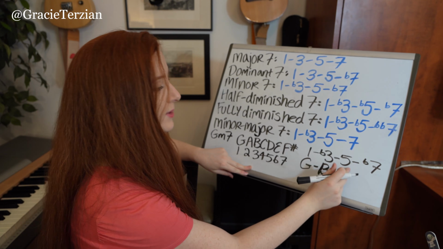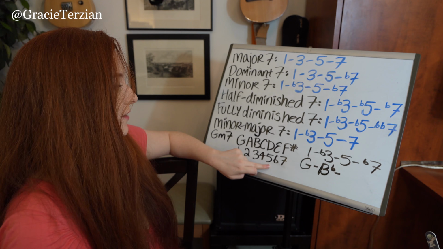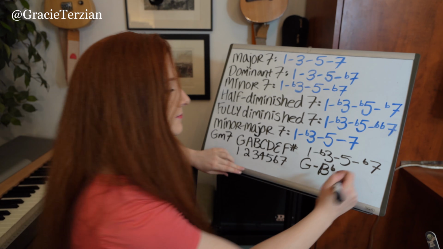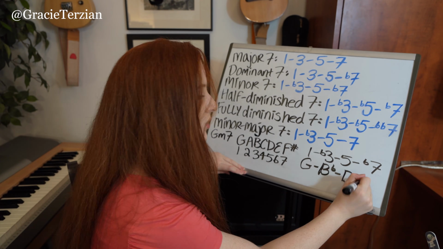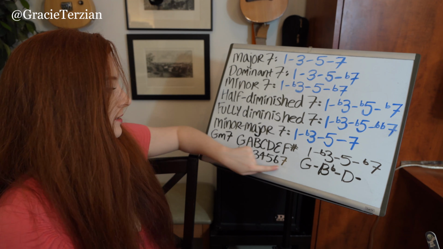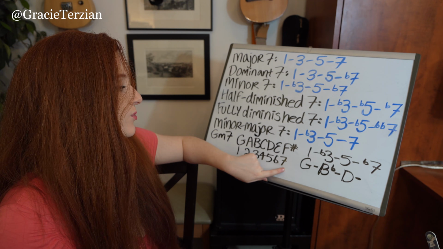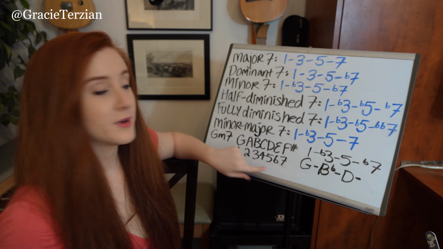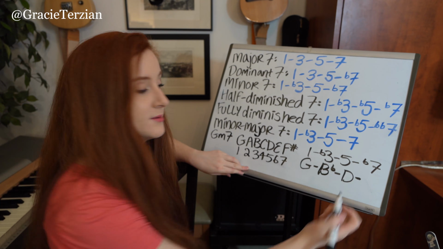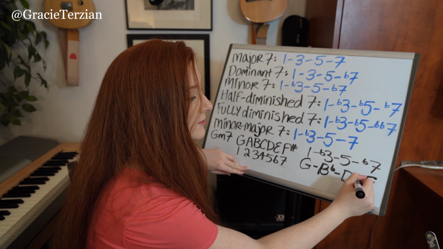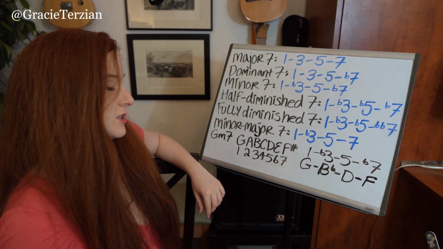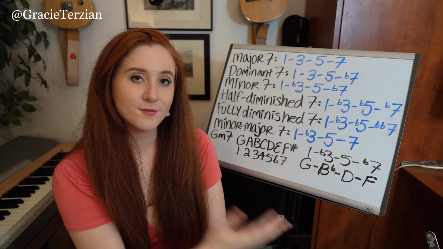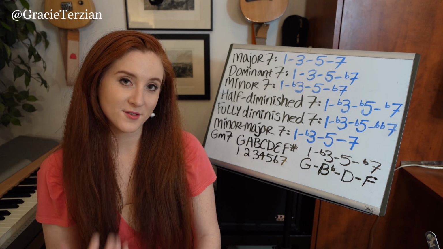B flat. Okay, what about the 5? 5 is going to be D, right? D, okay, and then what about the flat 7? Again, we had it before in our dominant 7, but it's going to be the F natural, right? Because the F sharp, if we flatten it, becomes F natural. So the notes are G, B flat, D, and F. These are the notes in our G minor 7 chord, okay?